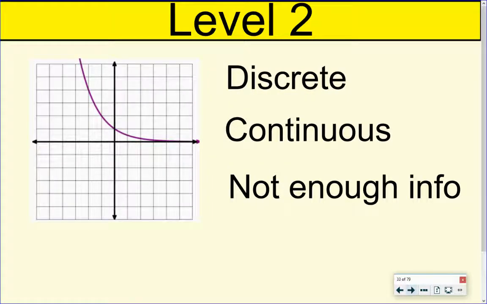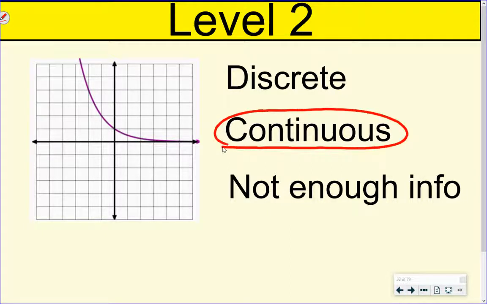Okay, next graph. Discrete or continuous? You think it through. Hopefully you answered continuous. It's not dots. There are dots on this graph, okay, but they're all connected.